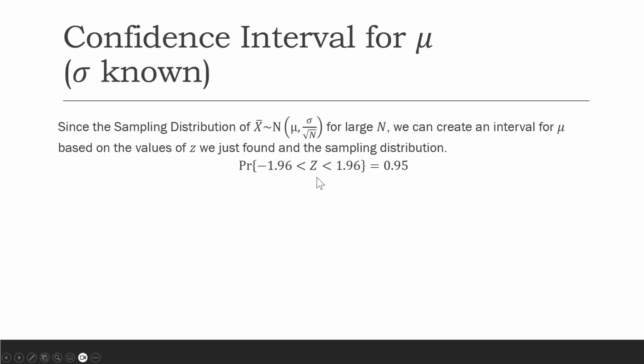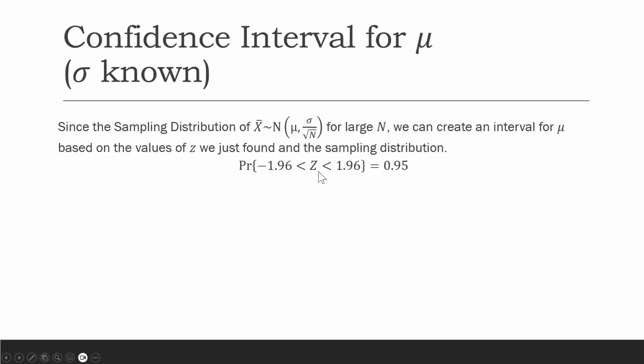Well, if I'm going to have a confidence interval for mu, I need mu to appear in this interval, right? Notice this is an interval. It says negative 1.96 is less than z is less than 1.96. That's an interval that starts at negative 1.96 and ends at 1.96. I need to get mu in there.